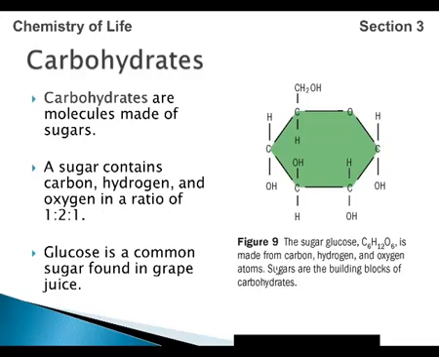The sugar glucose, its arrangement is 6 atoms of carbon, 12 atoms of hydrogen, and 6 atoms of oxygen. And again, remember we said the ratio is 1 to 2 to 1. If we reduce this to lowest terms, we could divide all by 6. 6 divided by 6 is? 6 divided by 12 is? 6 divided by 6 is? So a 1 to 2 to 1 ratio.